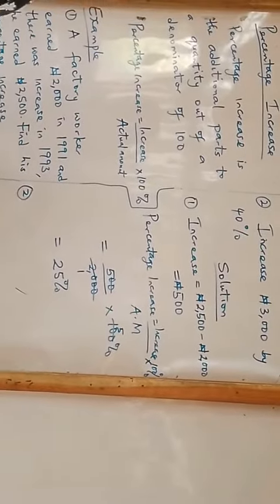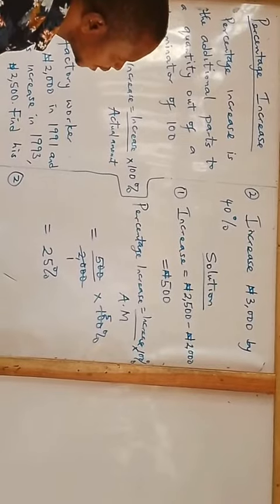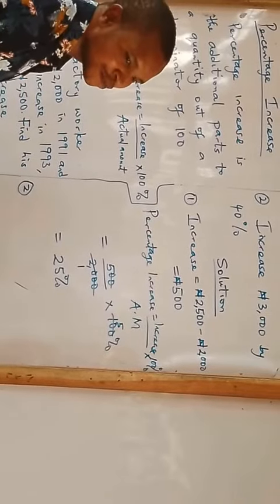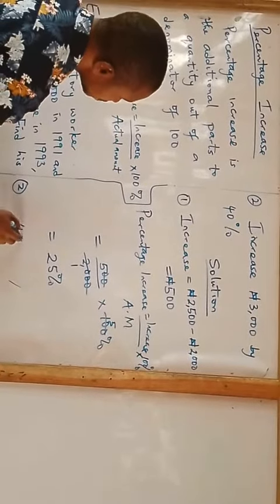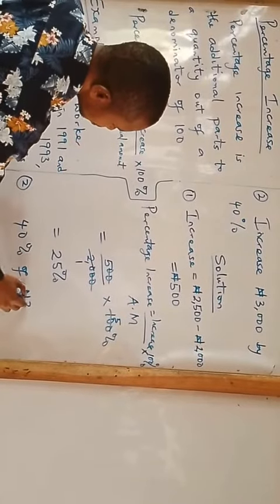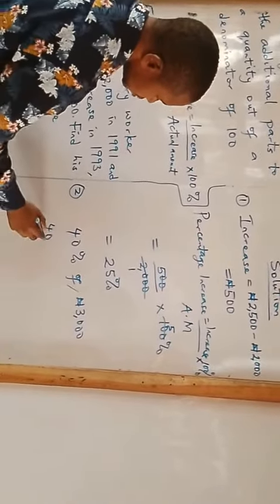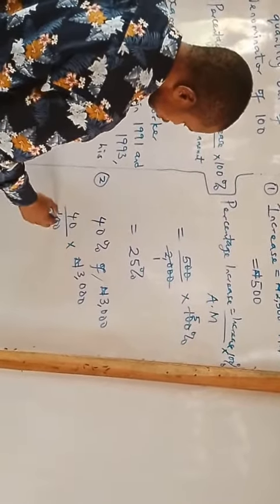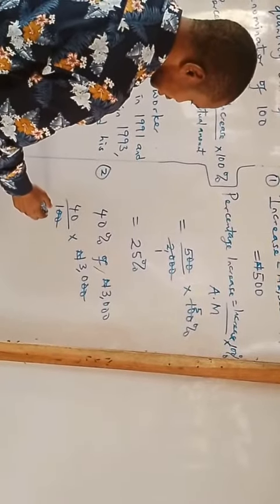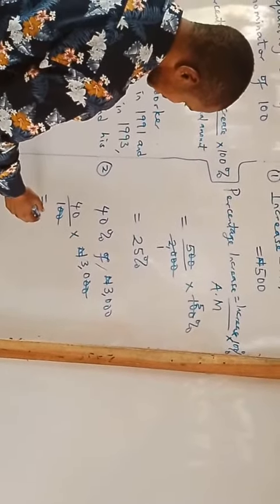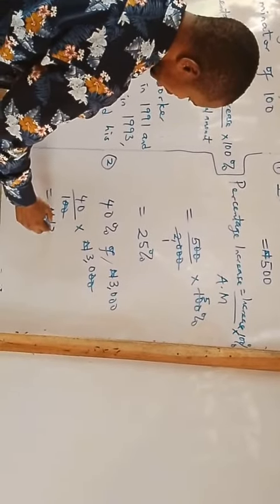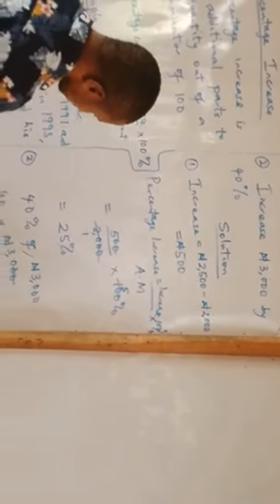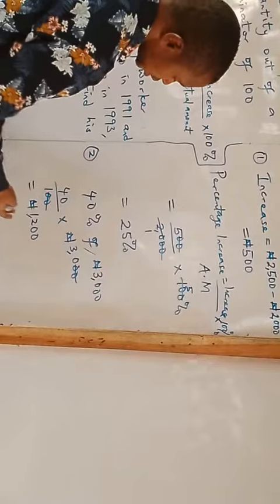Let's solve question 2. Increase 3,000 by 40%. If you want to solve a question like this, the first thing that we need to do is to find 40% of 3,000. So 40% of 3,000 naira will be 40 over 100 times 3,000 naira. So 20 we eliminate 20 here. Then we are going to multiply 40 by 30, and that will give us 1,200. So since we are asked to increase 3,000 naira by 40%, 40% of 3,000 naira is 1,200.